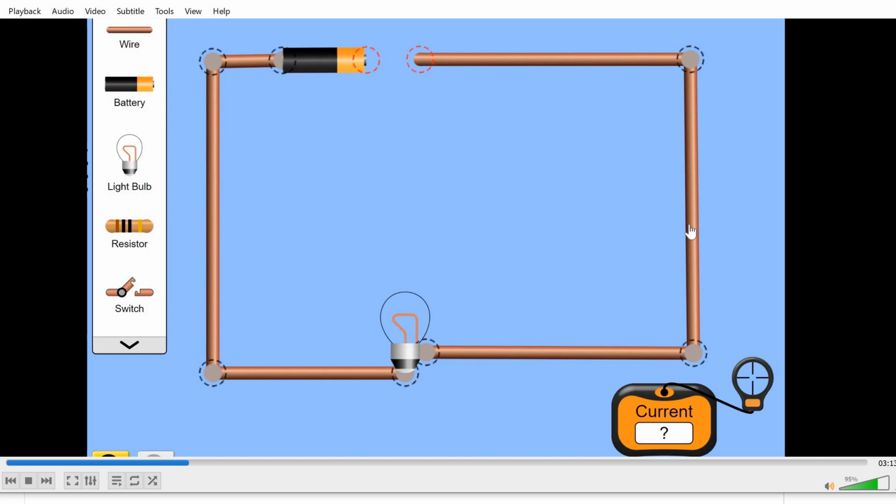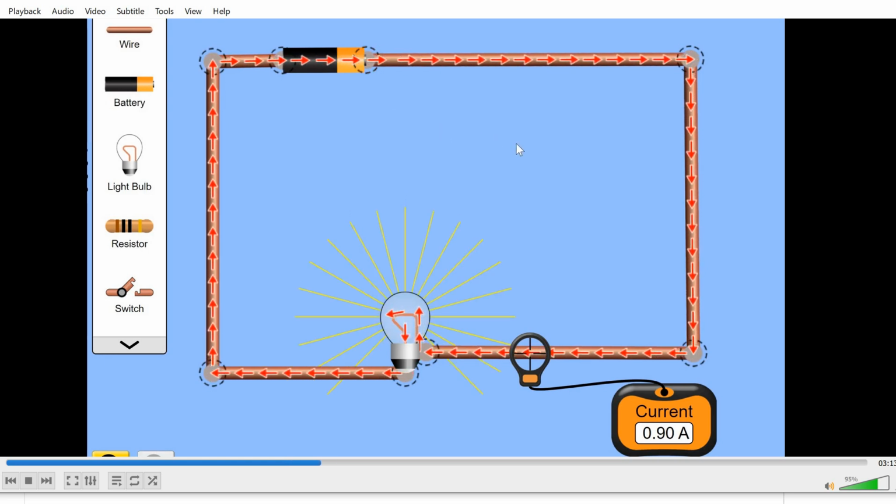Normally we put it into the circuit at any point, and I'll be putting this section here into any point in the circuit. Now at the moment the current reading is 0.00 amps because the circuit is incomplete. However, once I link everything up, you can clearly see the flow of electrons represented by the red arrows flowing around in a clockwise direction. And you can see the current reading on the ammeter, just to the right of the bulb, is 0.9 amps.